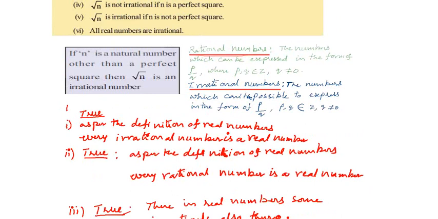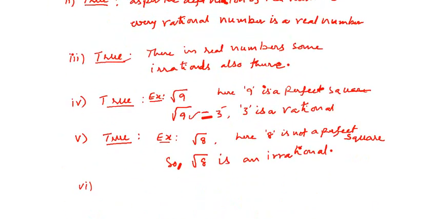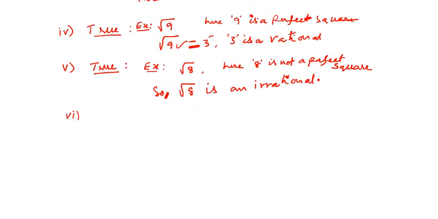What do you say? Is it right or wrong? What is the definition of real numbers? The combination of rationals and irrationals are called real numbers. But what is in the statement? All real numbers are irrationals. Then what do you say? It is a false statement. Hence you write it is false.